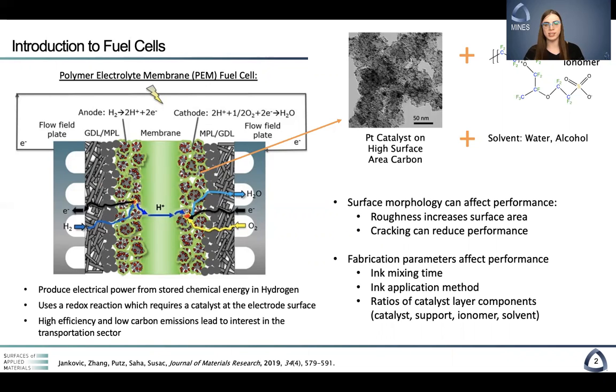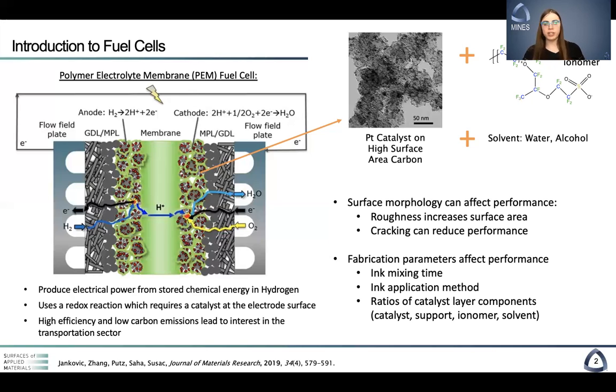low carbon emissions. The catalyst is prepared by mixing the platinum catalyst on a carbon support with ionomer and a water alcohol solvent. We call this the ink, and then the ink is mixed for some amount of time, usually a few days, before being applied to the electrode surface using the roll-on coating method.